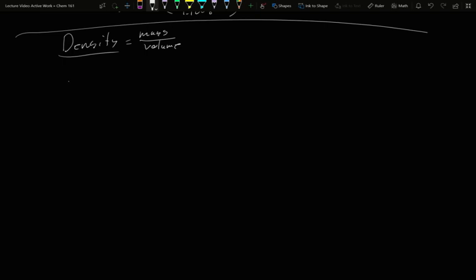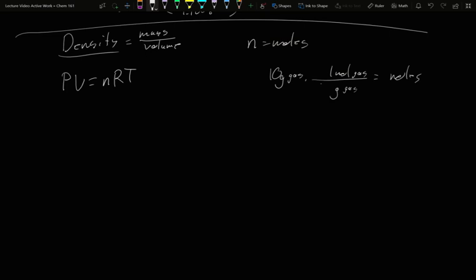Let's take a look for a second and think about the ideal gas law. PV equals nRT. Well, moles. So, how do you know how many moles of something you have? Well, if you had a mass of it, like say 10 grams of a gas, you would need to know how many grams of that gas in 1 mole of that gas. And you could convert it into moles. You would need a molecular mass.